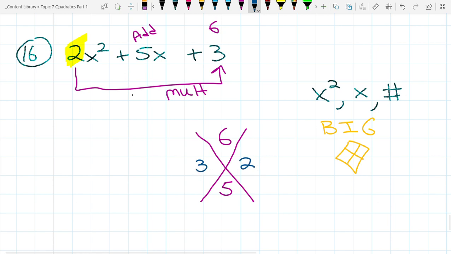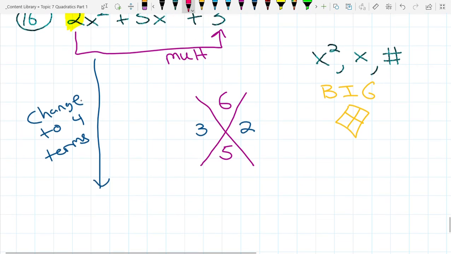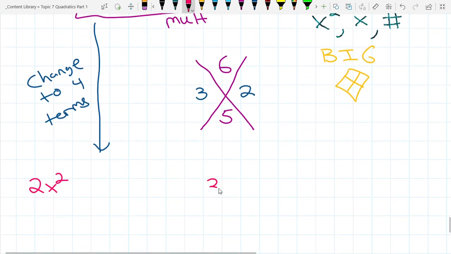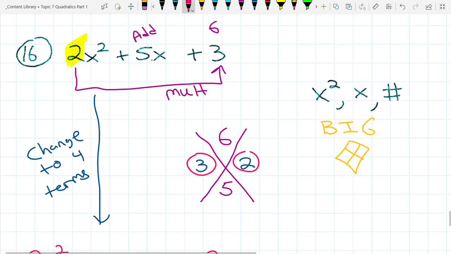Here's where the second new step came into play. The first step was the 2 had to do a job. The second step is that you had to change this to 4 terms. So the first term stays the same. The last term of 3 also stays the same. The 2 new numbers we're going to use are the 3 and the 2, because the 3 and the 2 are going to make our 5x for us.